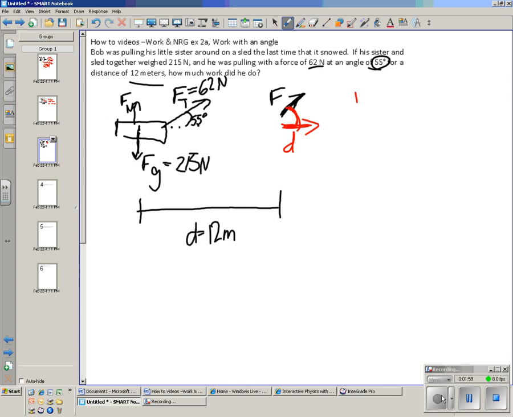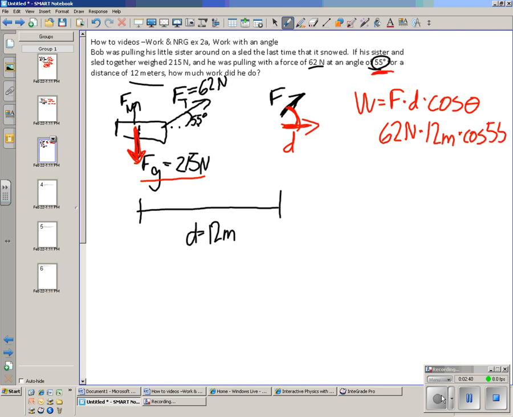Okay, so work is force times distance times cosine theta. Well, I know what the force is that I'm pulling with. That's 62 newtons. You say, oh, I could use the gravitational force, right? Why don't I use that? Well, that's going downwards, and that's going to be perpendicular to the direction of motion. Gravity is not actually doing any work here because of the perpendicular. So the force, which was 62 newtons, times the distance, which is 12 meters, times cosine of the 55 degrees.